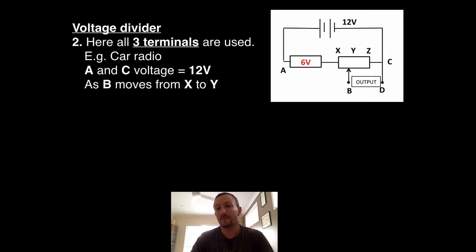position X, very little comes through the resistor. However, if I want a very quiet sound, then I'd move it to Z. And if I wanted a mid sound, I'd move B to Y, which would mean only maybe 3 volts is coming out through my output. Okay, so I hope that makes sense, and hopefully you understand how we can utilize our resistors to control what's going on inside our circuit.